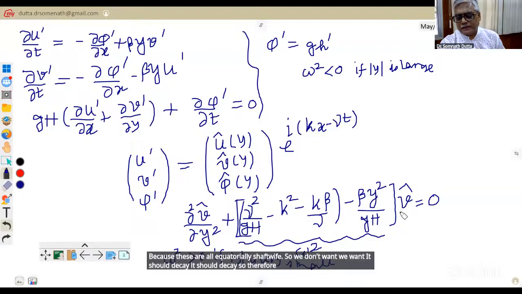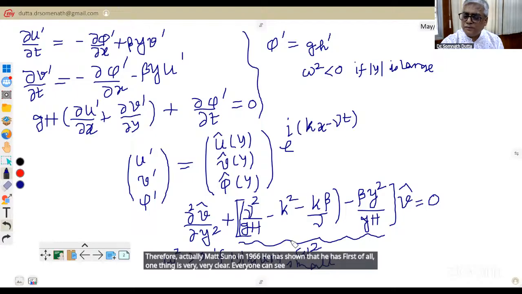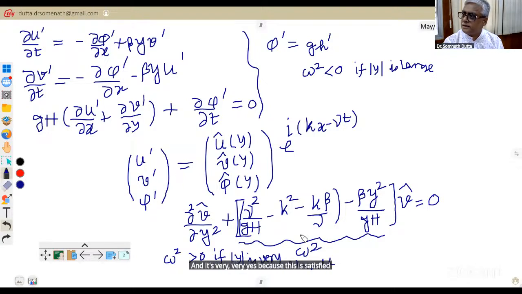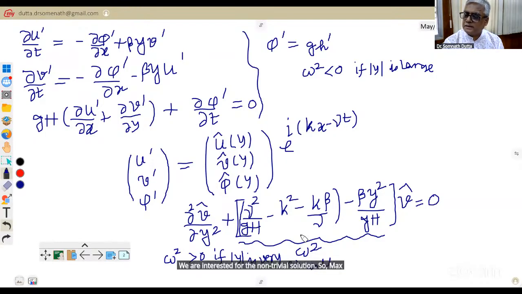So Matsuno in 1966 showed that, first of all, one thing is very clear. Everyone can see from this equation that one solution is trivial, that is, v tilde equals 0, because this satisfies the equation. This is known as the trivial solution, but we are not interested in the trivial solution. We are interested in the non-trivial solution. So Matsuno in 1966 showed that the necessary condition for this system to provide a non-trivial solution is given by, I am showing you now.